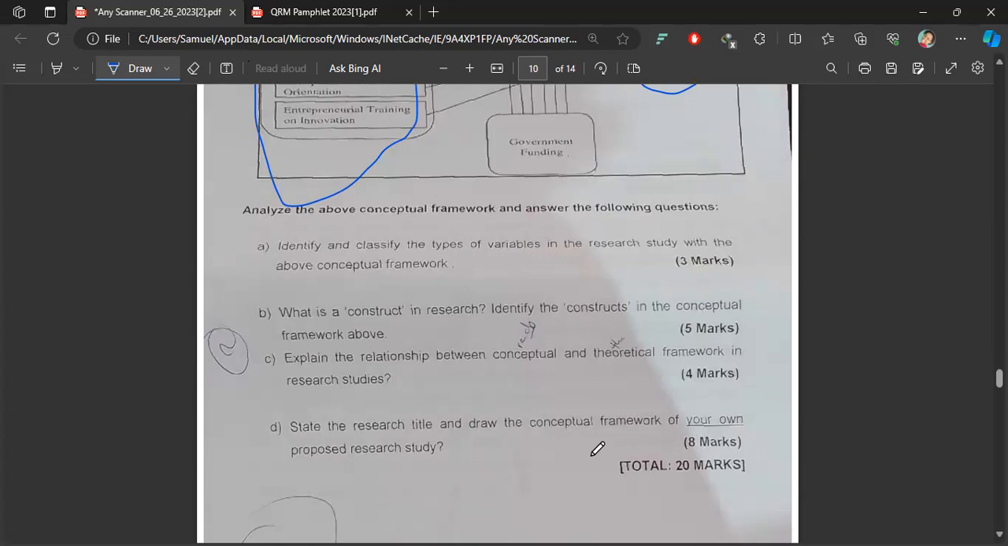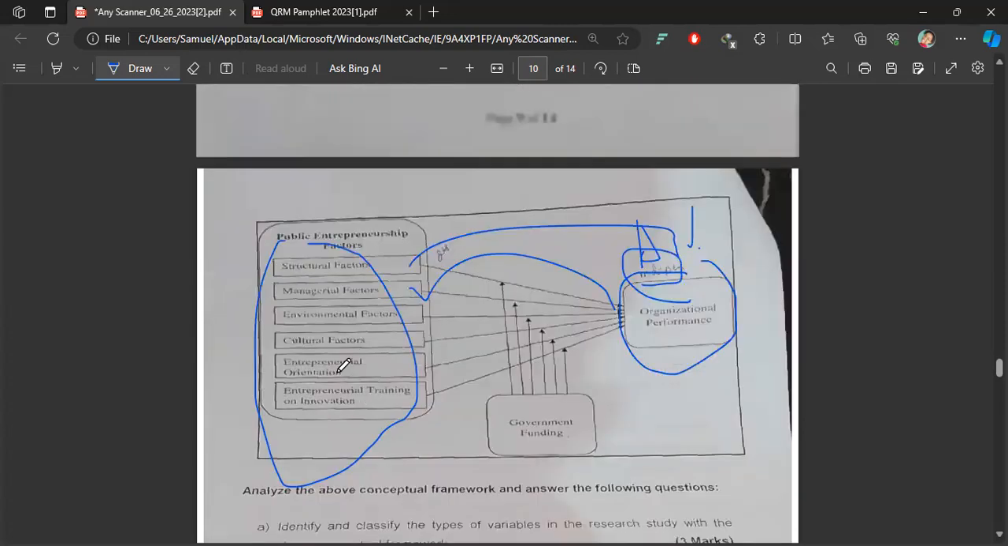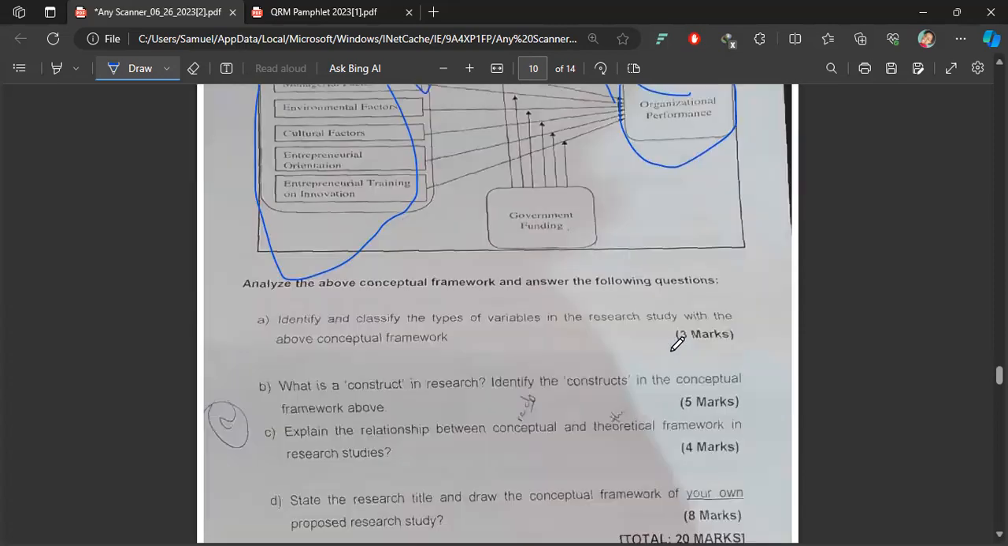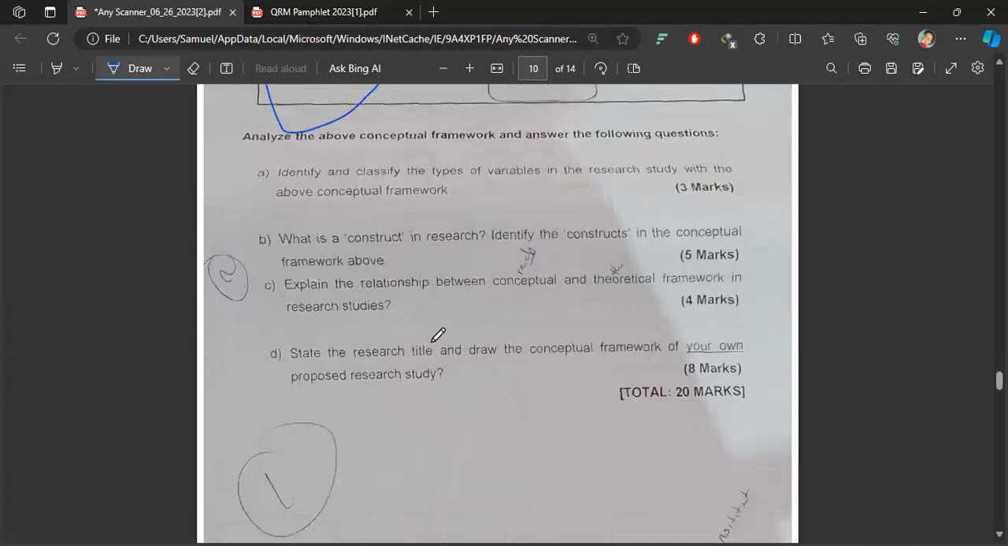set the research title and draw, just like I thought. So the title is the effect of public entrepreneurship on organizational performance. I can't say factors, no. The effect of public entrepreneurship on organizational performance, and you get a mark. And then draw the conceptual framework of your own proposed research study.